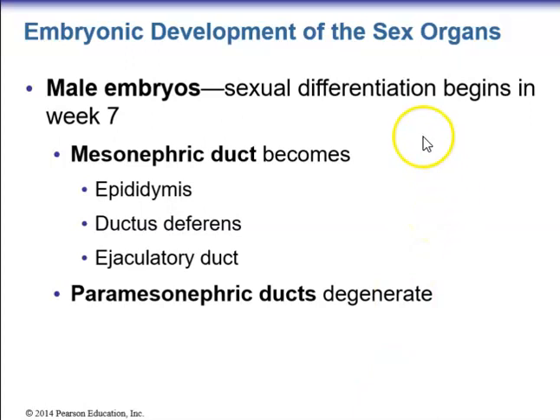So the male embryo's sexual differentiation begins in week 7. The mesonephric duct will become the epididymis, the ductus deferens, as well as the ejaculatory duct. And then we have degeneration of the female paramesonephric or Mullerian ducts.